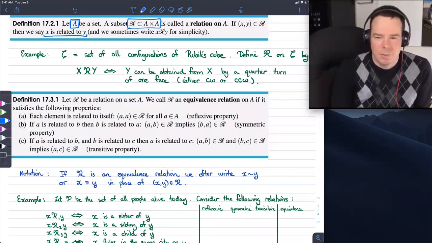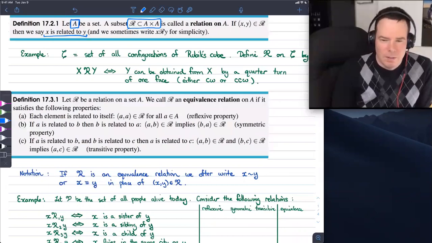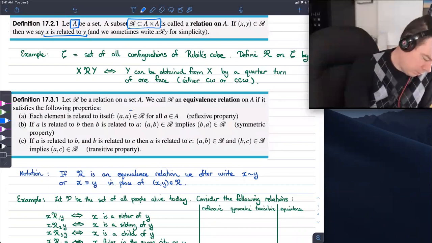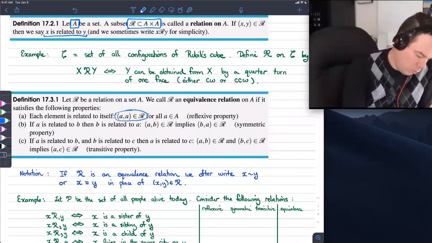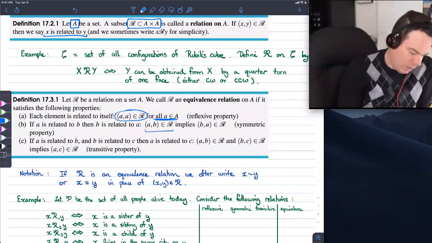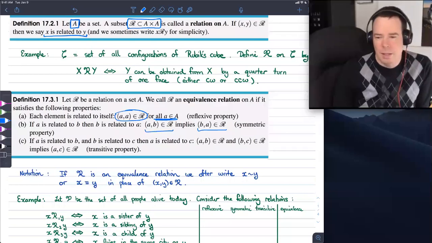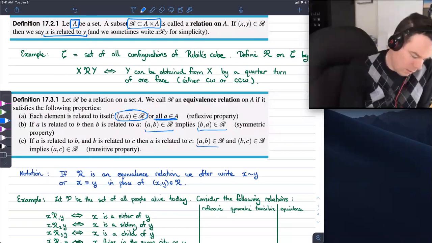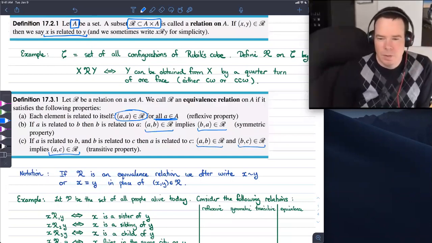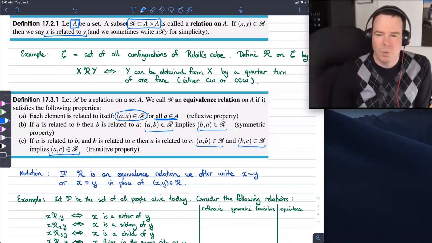So that is subsets of A consisting of ordered pairs with these three properties. That A is in the relation. So A is related to itself. And that's true for all elements of A. I also want it to be symmetric, that if A is related to B, then B is related to A. And I also want it to be transitive, that if A is related to B and B is related to C, then that means A is related to C. And if we have all of these three properties being satisfied for our relation, we call it an equivalence relation.